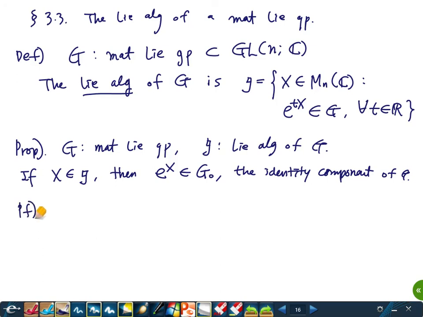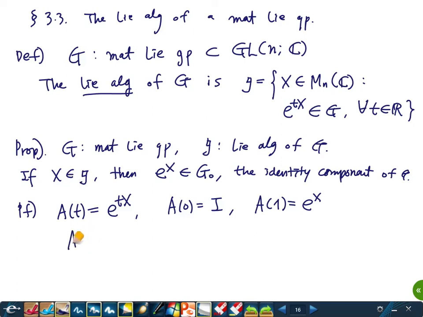The proof is immediate. Let's say A(t) is this curve e to the tX, this path. Then what is A(0)? E to the zero matrix, which is the identity. What is A(1)? E to the X. And this curve entirely lies in G. Why? That's the definition of Lie algebra. A(t) is always in G for all t. So we have found a path from I to e to the X, so it is going to be in the identity component.